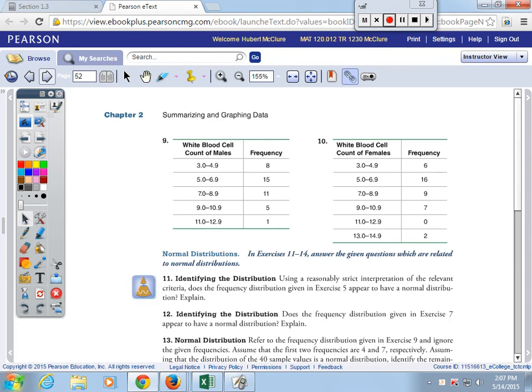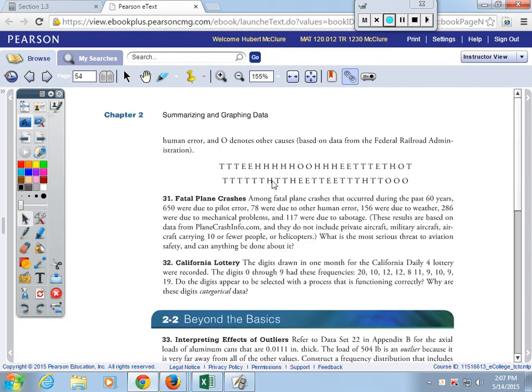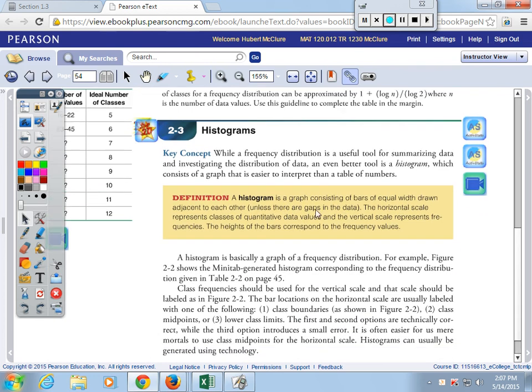Let's see what's 2.3. Histogram. Do you know the difference between a histogram and a bar chart? The bar chart and the histogram are both the same thing, except there's a space between the bars. That's a bar chart. Histograms, they touch. That's it. So a bar chart and a histogram are pretty much the same thing.